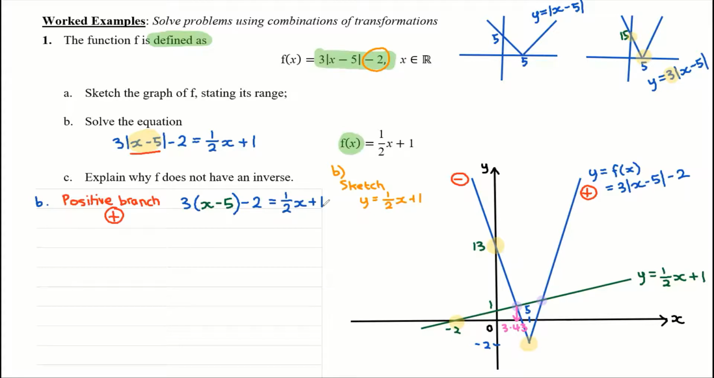And again, I'm going to add the 2 to both sides, first of all. 1/2 x plus 3. I'm going to double everything. Okay, and then we expand and simplify. So 6x subtract 30 is equal to x plus 6. I'm going to collect the x's on the left this time. So we're going to subtract x from both sides, and we're going to add 30 to both sides. So this is 36.